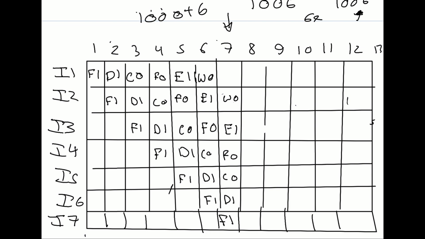So we're running these instructions. Instruction 1 is like, I don't know, int x equals 5. Instruction 2 is int y equals 10.